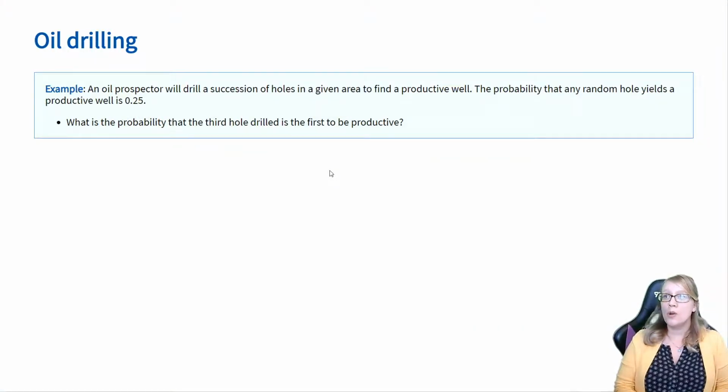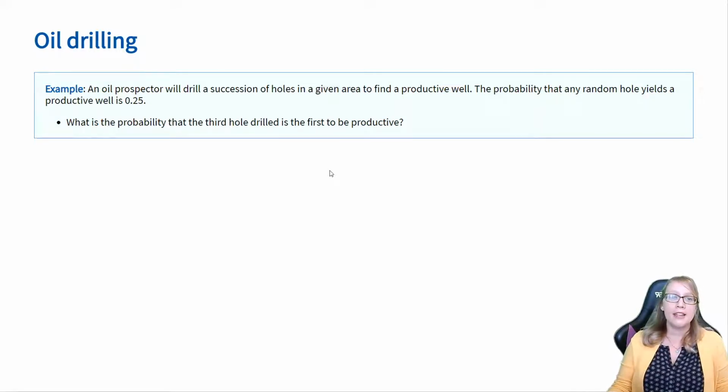We have an oil prospector who is planning on drilling a hole or a succession of holes in a given area to find a productive well. The probability that any random hole yields a productive well is 0.25. Here's what we want to know. We want to find the probability that the third hole drilled is the first to be productive.